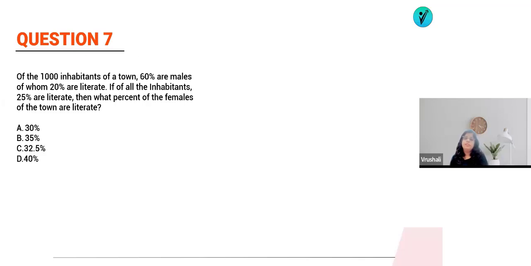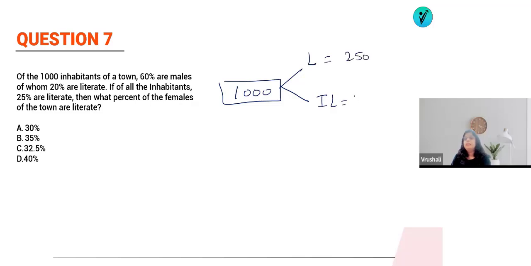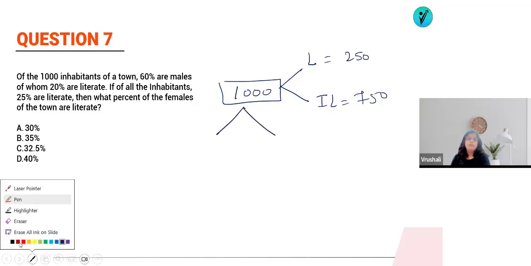Of the 1,000 inhabitants of a town, 60% are males, of whom 20% are literate. If of all the inhabitants 25% are literate, then what percent of females of the town are literate? So as I know that total are 1,000, right? And we know that out of which how many are literate? They are saying that 25% are literate. So remaining will be illiterate. So 25% means 250 are here and these are the 750, right? And now this one is divided in male is to female.